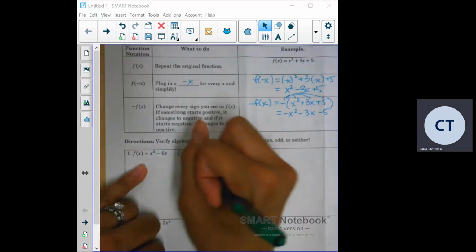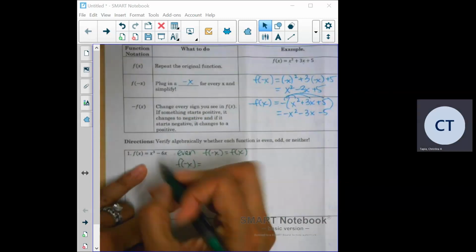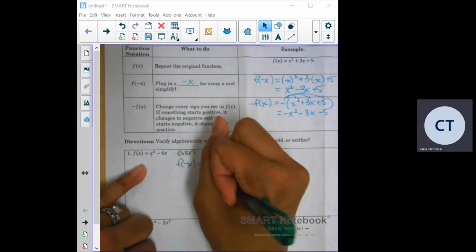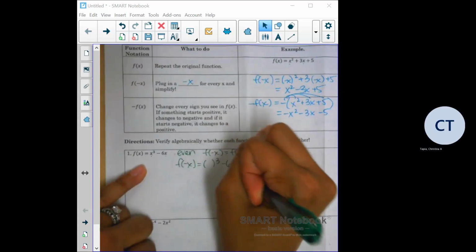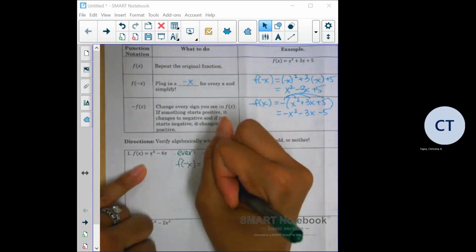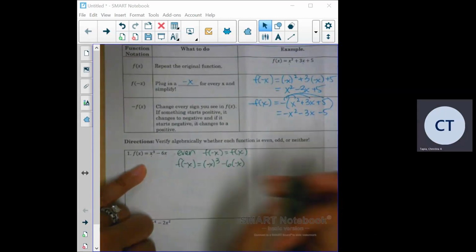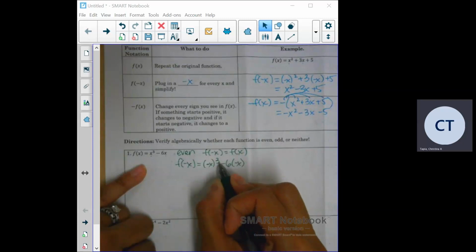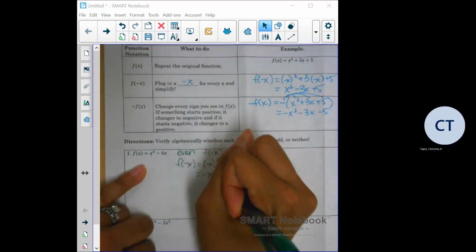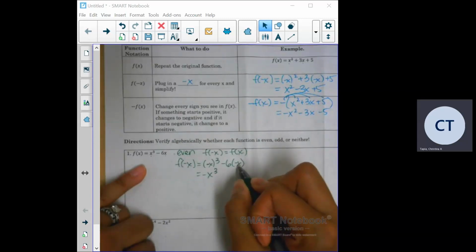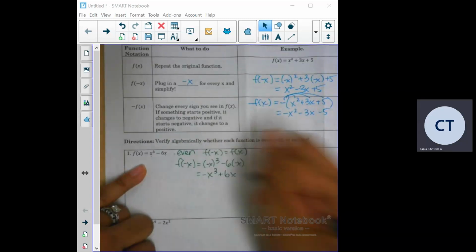I want to see what f of negative x is. So for f of negative x, I'm going to take this x and replace it with the negative x. Now all I need to do is simplify. So to simplify, negative x to the third power, does that become positive or negative? Negative. And then negative times negative is going to give me a positive 6x.